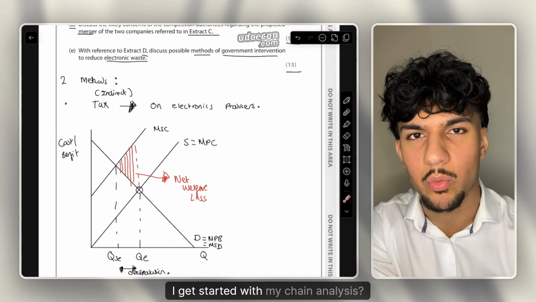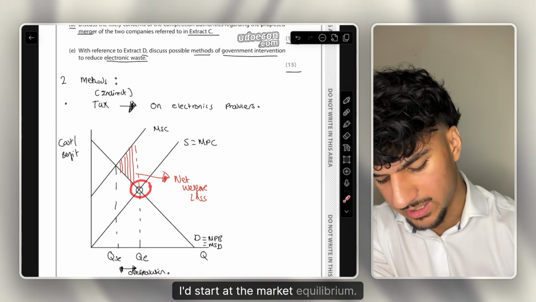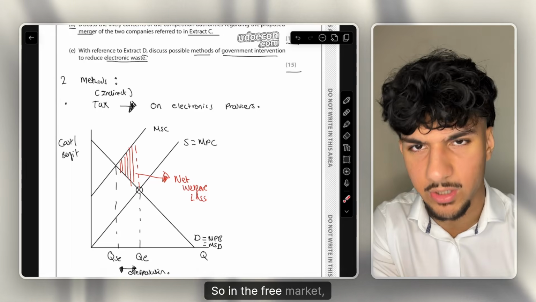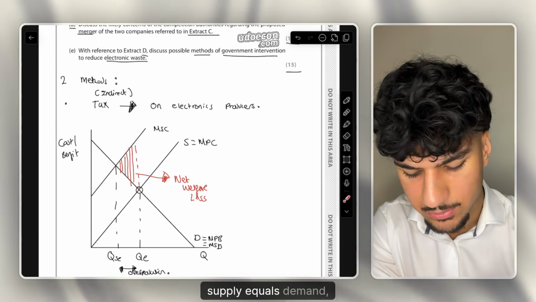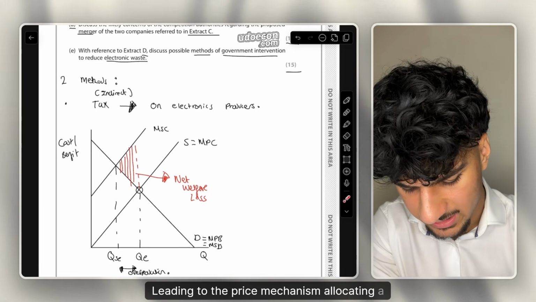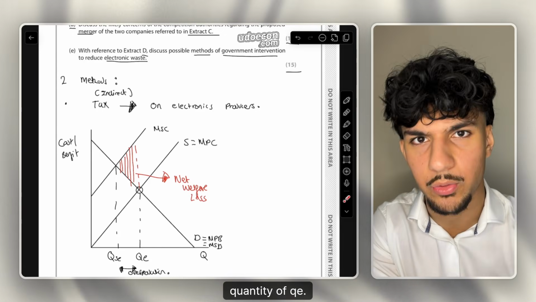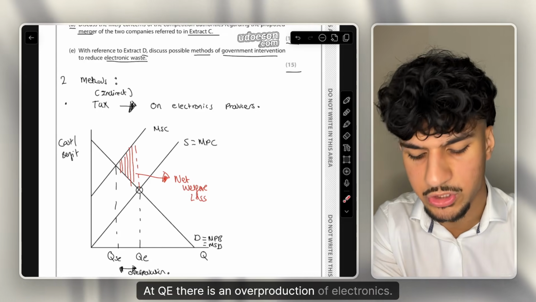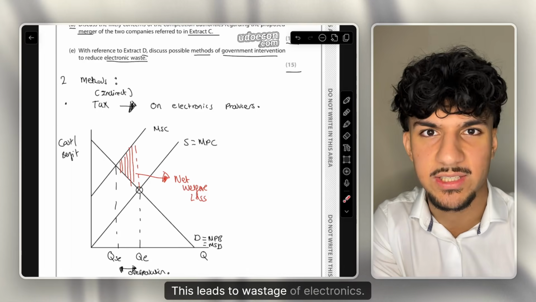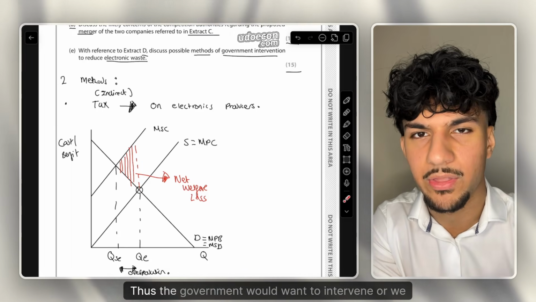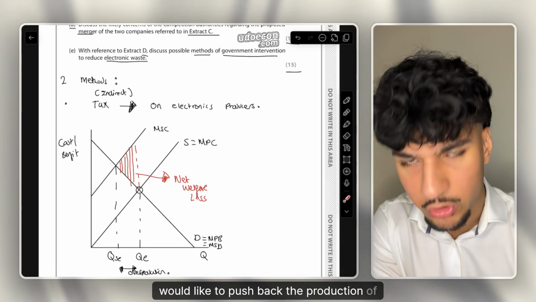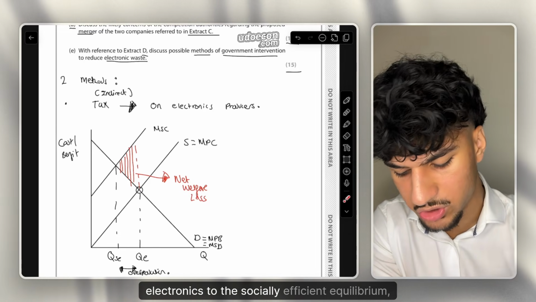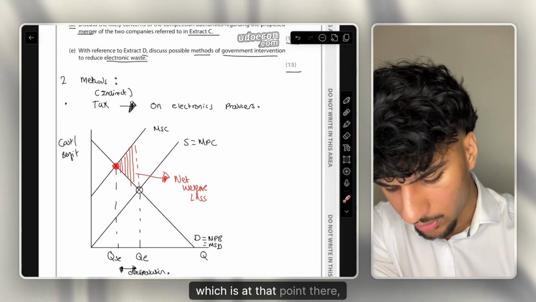So how would I get started with my chain of analysis? I would start at the market equilibrium. So in the free market, the electronics market reaches equilibrium where supply equals demand, leading to the price mechanism allocating a quantity of QE. At QE, there is an overproduction of electronics. This leads to wastage of electronics. Thus, the government would want to intervene, or we would like to push back the production of electronics to the socially efficient equilibrium, which is at that point there.